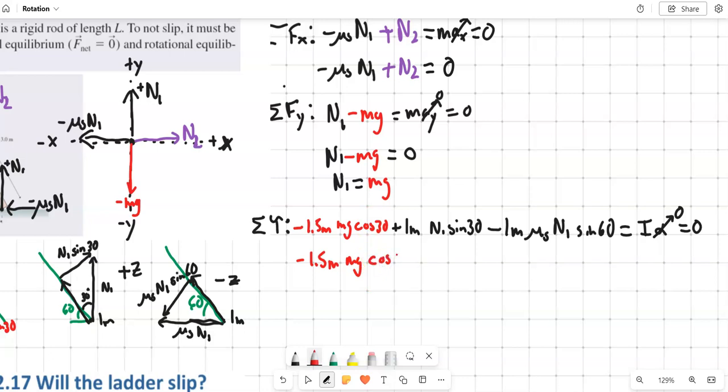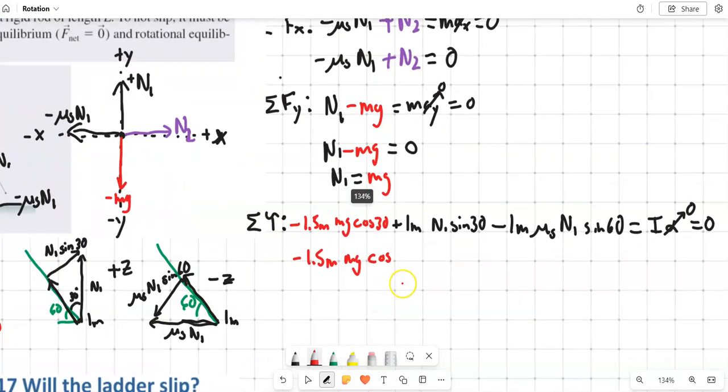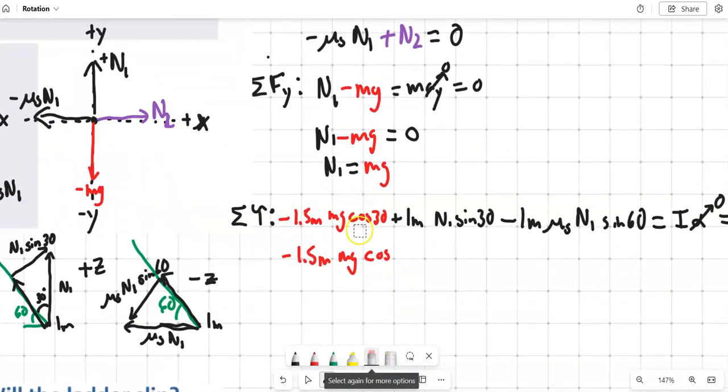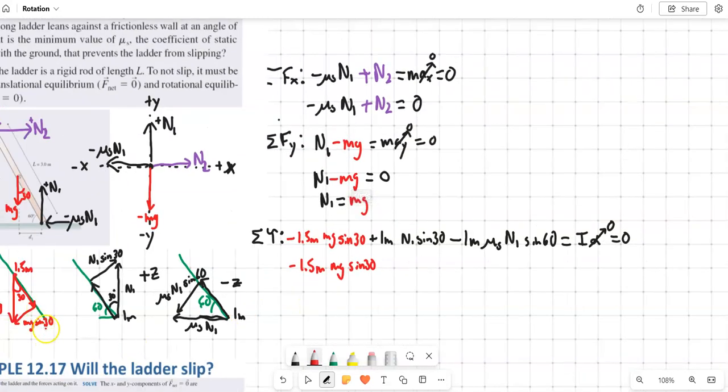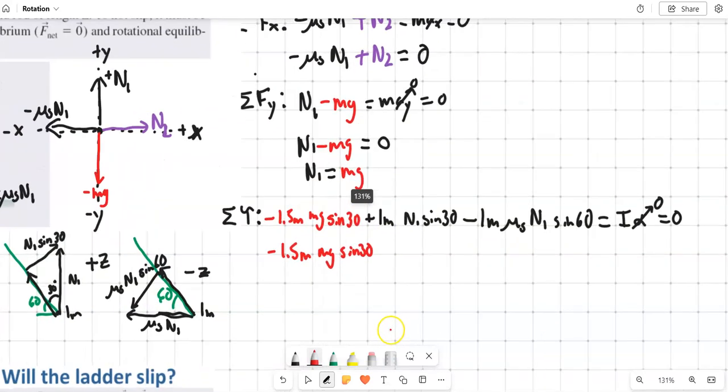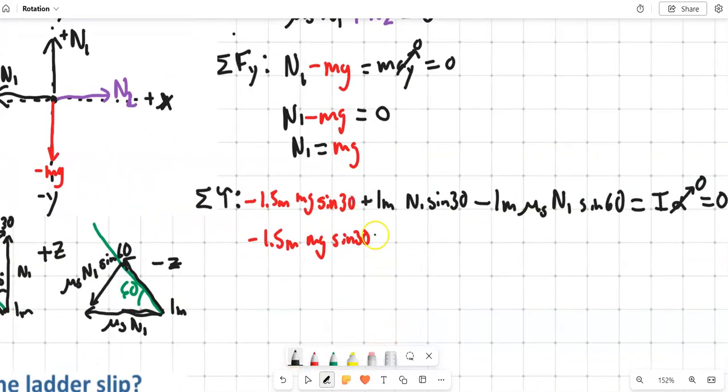That's cosine of third. Did I say cosine in that? That should have been sine. I don't know why I had cosine there. That should be sine of 30 degrees. And that should be sine of 30 degrees. I wrote sine of 30 degrees there, but over here I wrote cosine. I'm not sure why. All right, so continuing on, sorry about that small mistake.